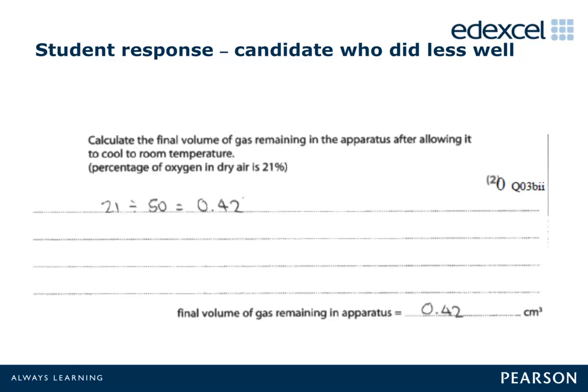If candidates had the first part of the calculation correct, they obtained an answer of 10.5 cubic centimetres, which is the volume of oxygen present in 50 cubic centimetres of dry air. For this, 1 mark was awarded. To score the second mark, this volume had to be subtracted from 50 cubic centimetres to give the volume of gas remaining at the end of the experiment.